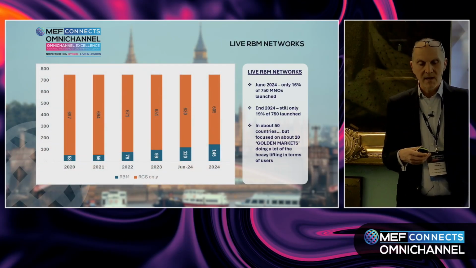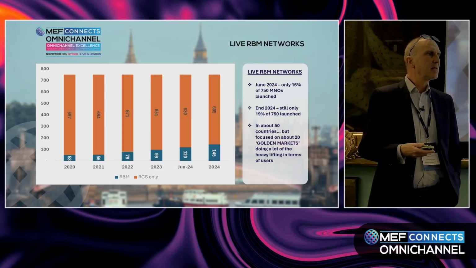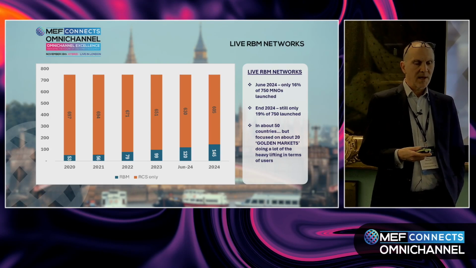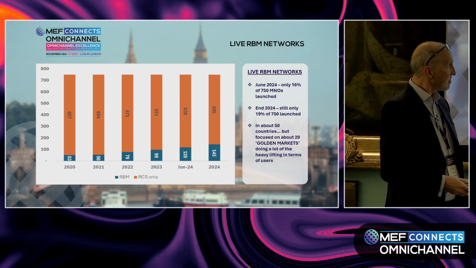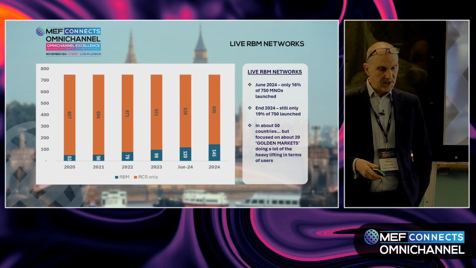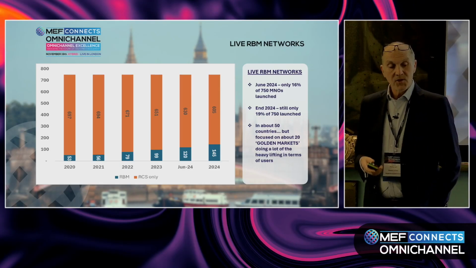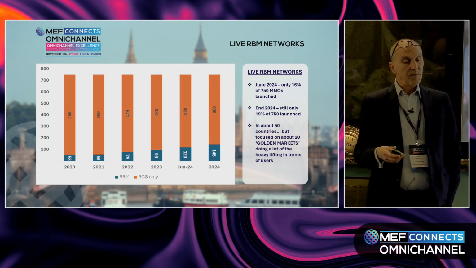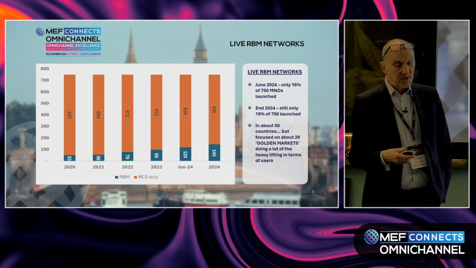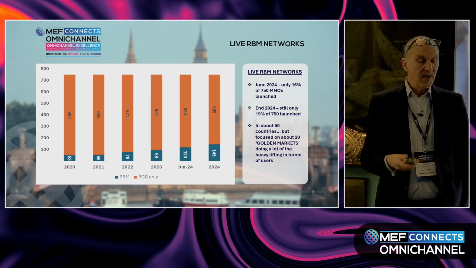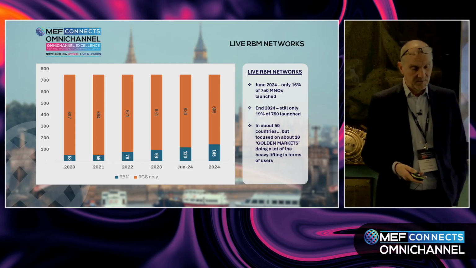RBM deployments, a little less so. As of June this year, still only 16% of MNOs globally had launched RBM. There's about 750 or so MNOs, got about 120 launches. By the end of this year, we'll be only up to about 19% of MNOs in just over 50 markets. But the traffic is concentrated in about 20 golden markets where all MNOs have launched. And they're doing a lot of the heavy lifting in terms of RBM reach. And let's be honest, significant traffic volumes are only really being seen in 2 or 3 markets.